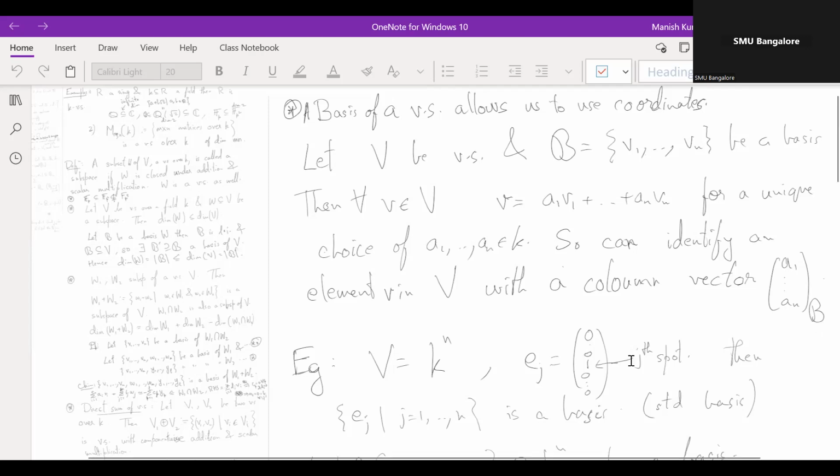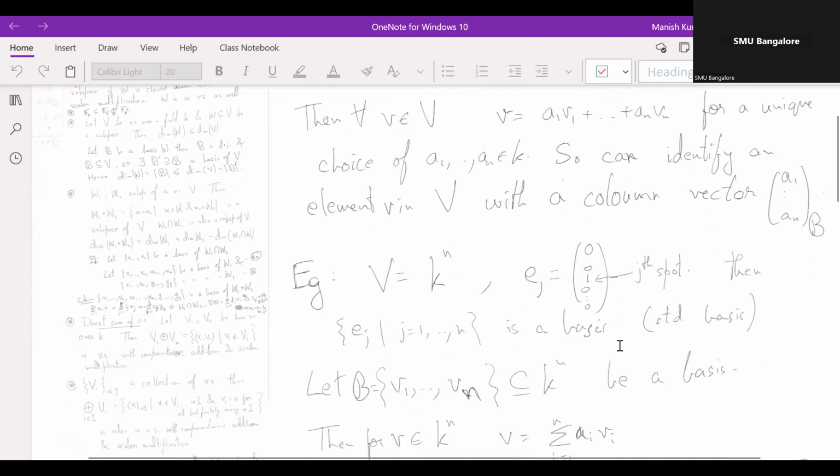So for example, say V is Kn. Of course it has one basis, which is the Ej's, where one is in the jth spot. This is called the standard basis. And every element is of course a linear combination of the Ej. So if you write a column vector A1 to AN, then it is A1 E1 plus A2 E2 plus so on up to AN EN. That is the standard basis.